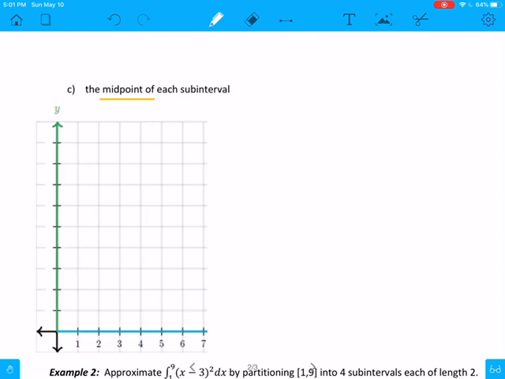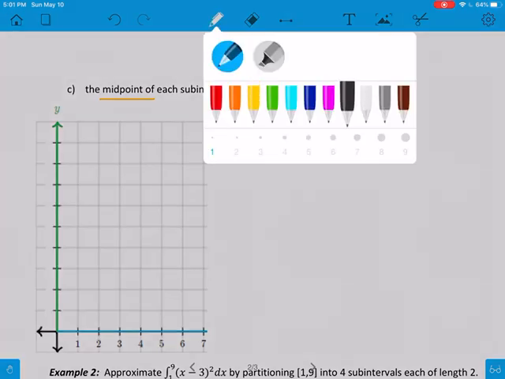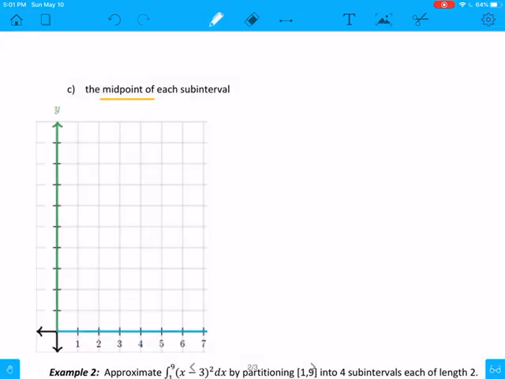So I'm still going to sketch it the same way I did. I'm going to plot my points. So I have 0 and 3. And I have 1 and 4. Oh, I have to mark my y's. I'll do that in a second. I have 2 and 7.